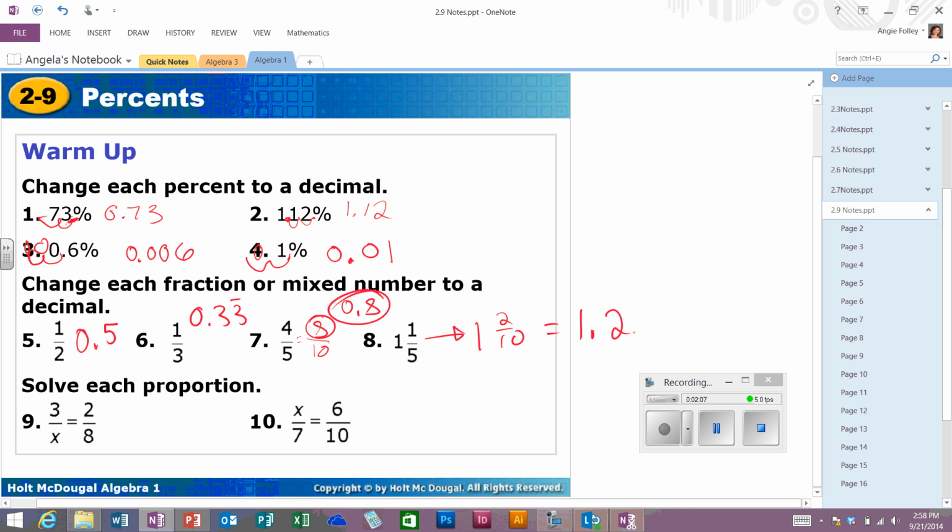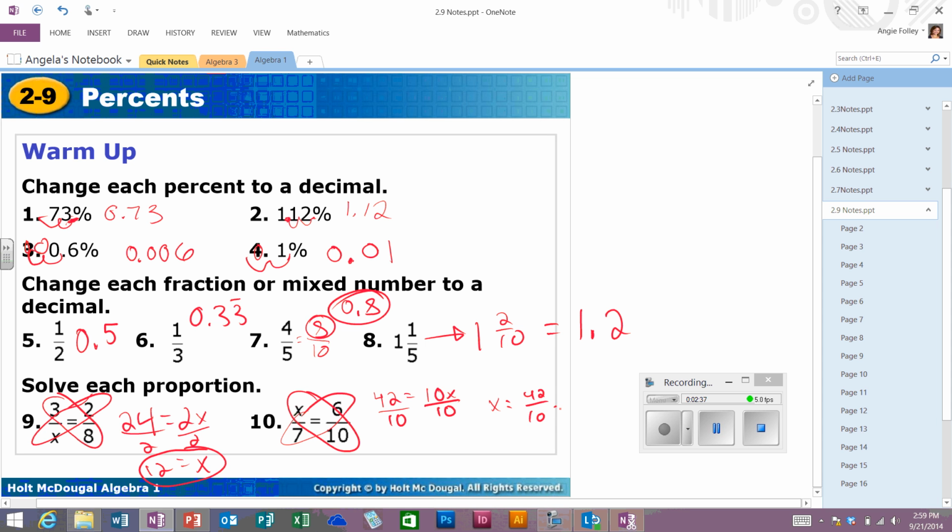All right, solving the proportions. Remember the easiest thing is probably to cross multiply. So that's 24 equals 2x, and then we divide by 2. So 12 is equal to x, or x is equal to 12, whichever way you write it is fine. Same thing here, cross multiply, so we get 42 equals 10x, because 10 times x is 10x, divided by 10. So we get 42 over 10, which can simplify to 21 over 5.